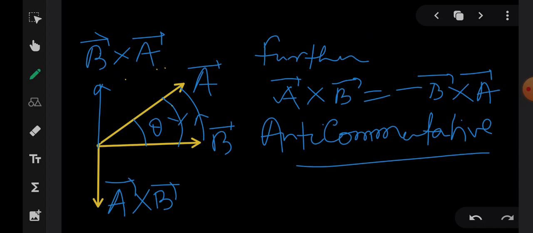This can also be explained by using the right hand thumb rule. Rotate the four fingers from the first vector to the second vector. The direction in which the thumb points will be the direction of the cross of those two vectors. For example, if you rotate four fingers from A to B, then it will be in clockwise direction and the thumb will point in downward direction. Similarly, if you rotate the four fingers from B to A, it will be anti-clockwise, thumb pointing outward. So that will be the direction of B cross A.